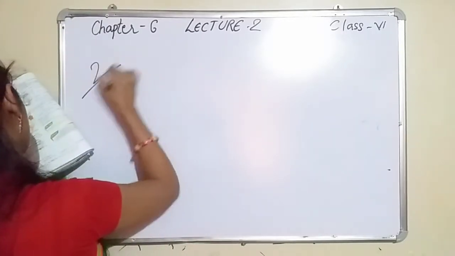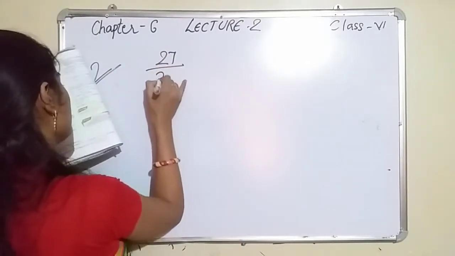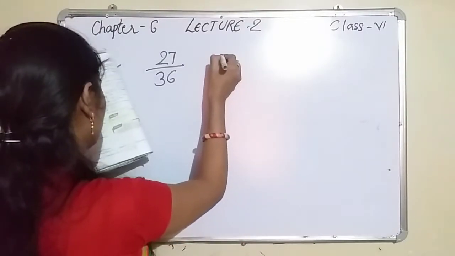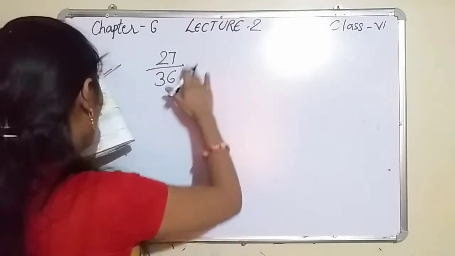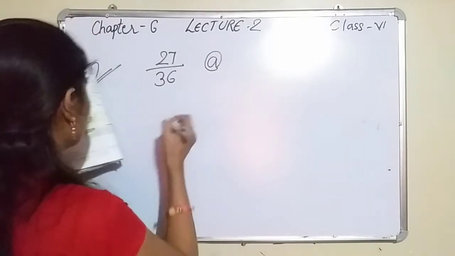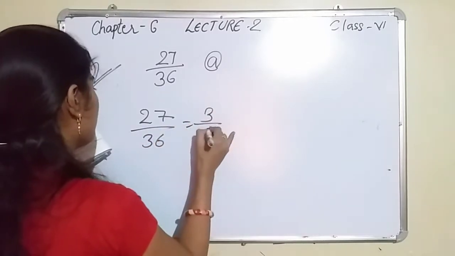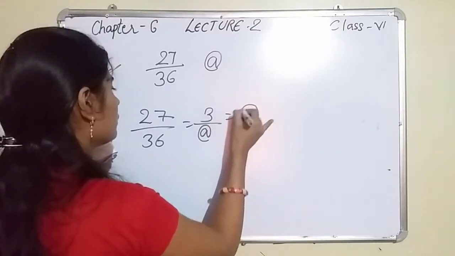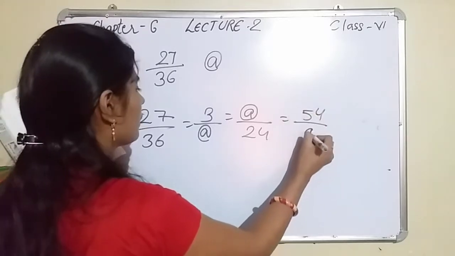So question number 2: find the equivalent fraction of 27 by 36 by finding the missing values. So 27 by 36 is equal to 3 by blank, equal to blank by 24, equal to 54 by blank.